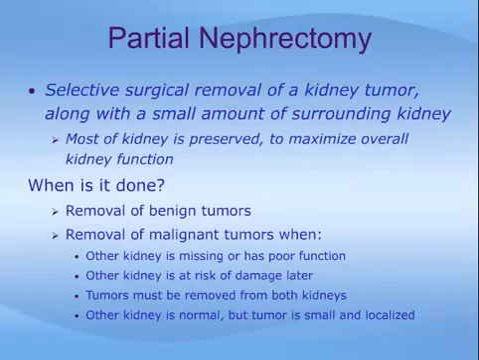You may also use the player on your left to repeat slides or to skip through them in any order you wish. Partial nephrectomy involves the selective surgical removal of a kidney tumor, along with a small amount of surrounding normal kidney tissue. In this way, most of the kidney tissue is preserved to maximize overall kidney function. This procedure is done in the following situations. Firstly, for the removal of benign or non-cancerous tumors, and secondly, for the removal of malignant tumors.